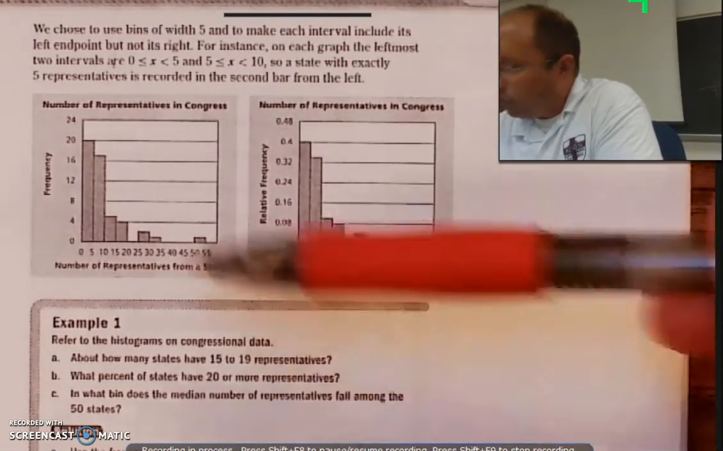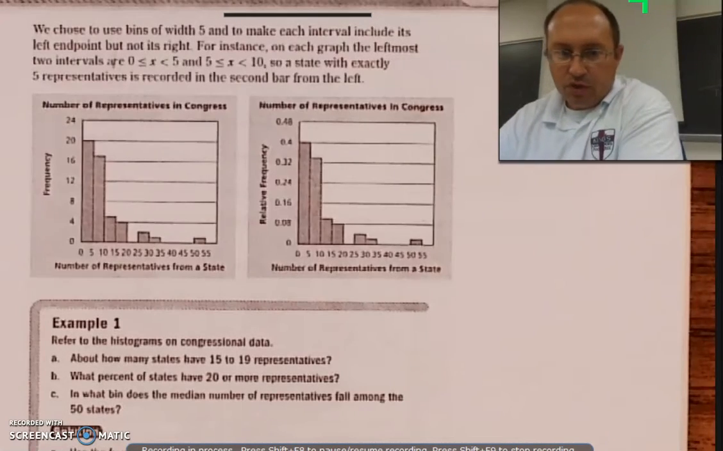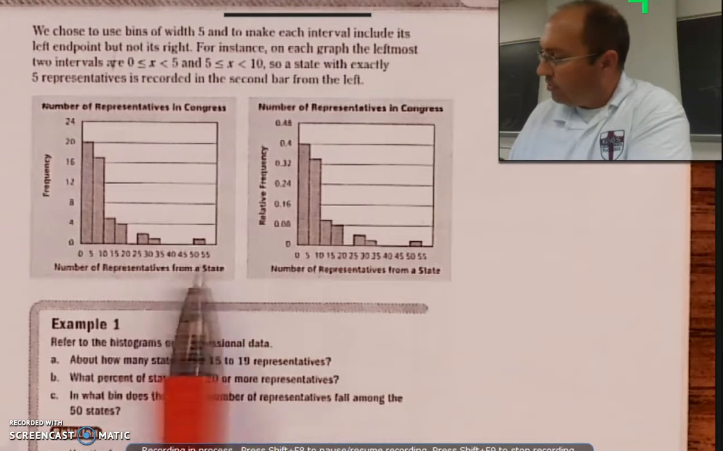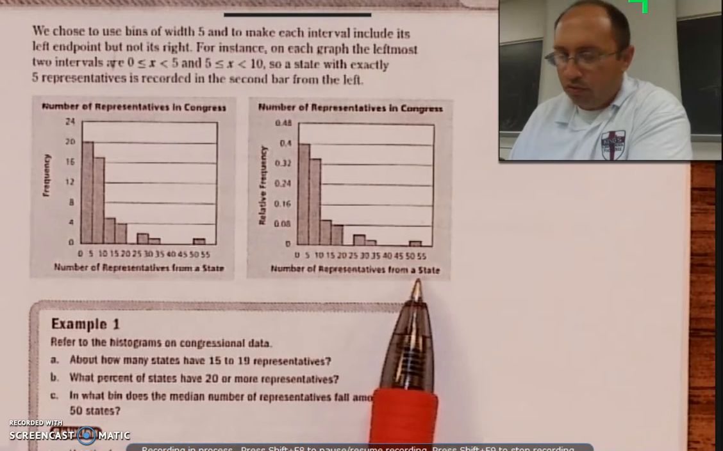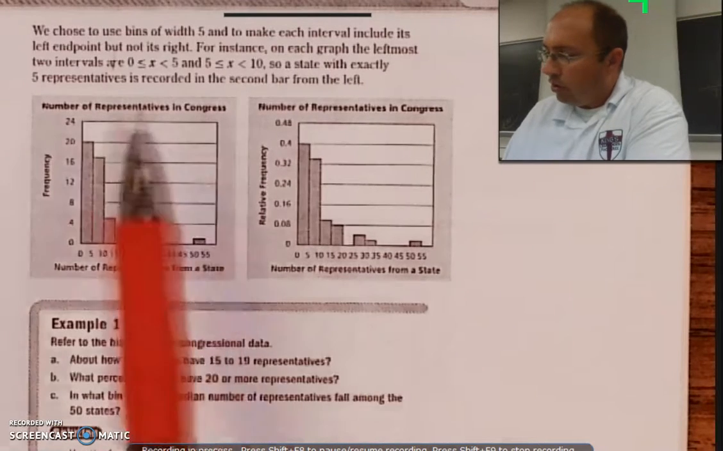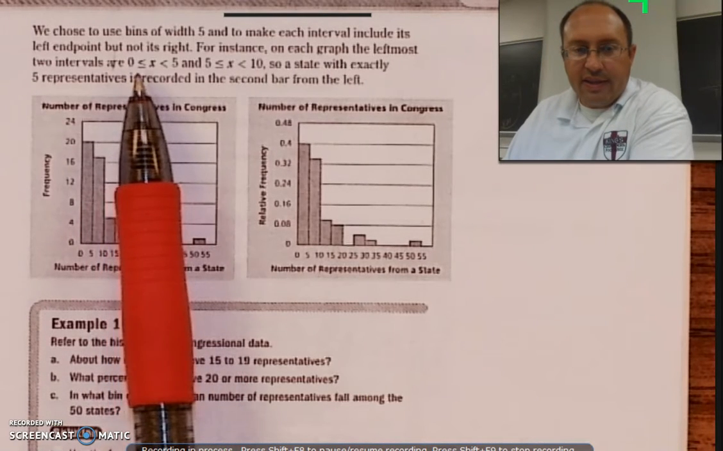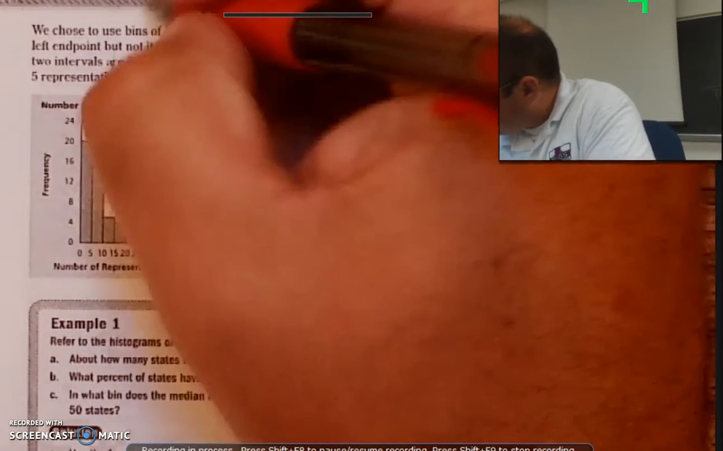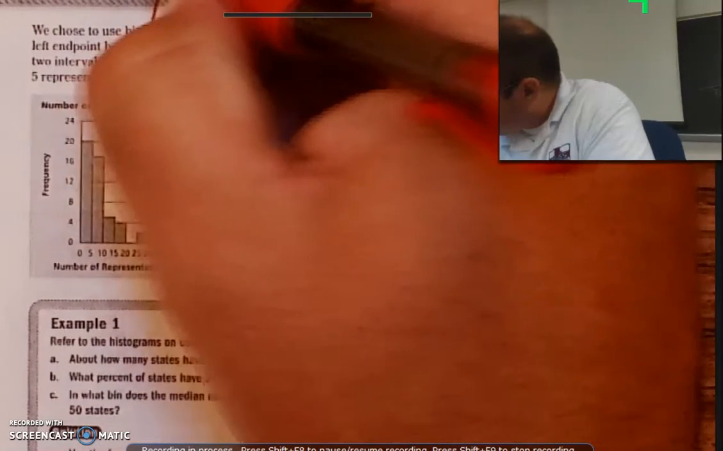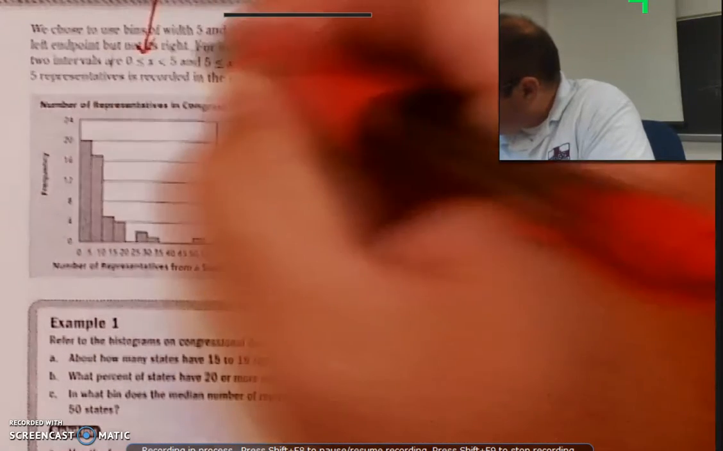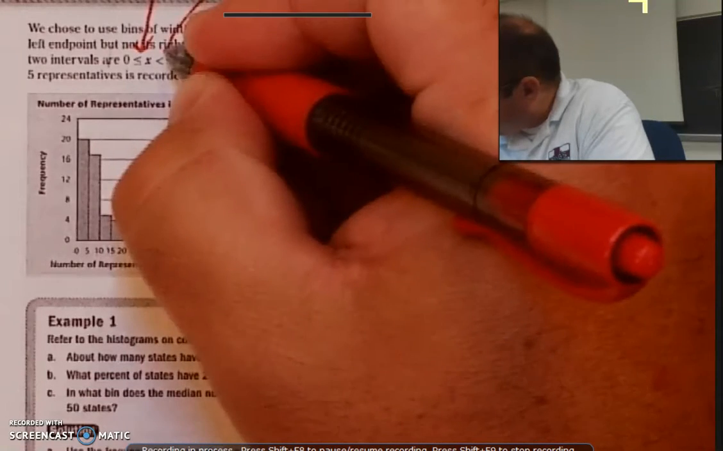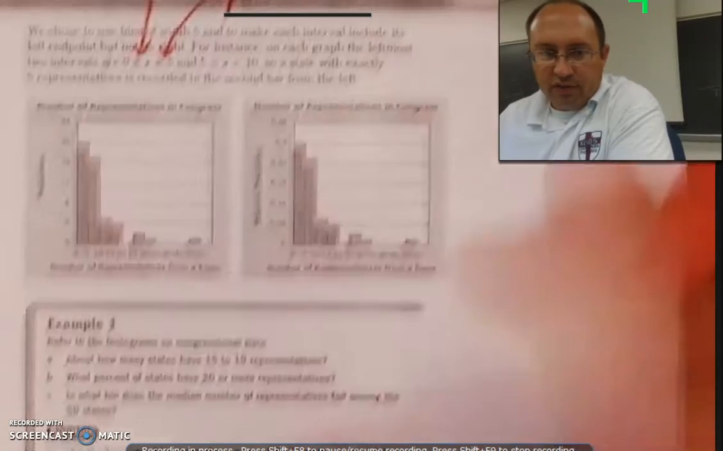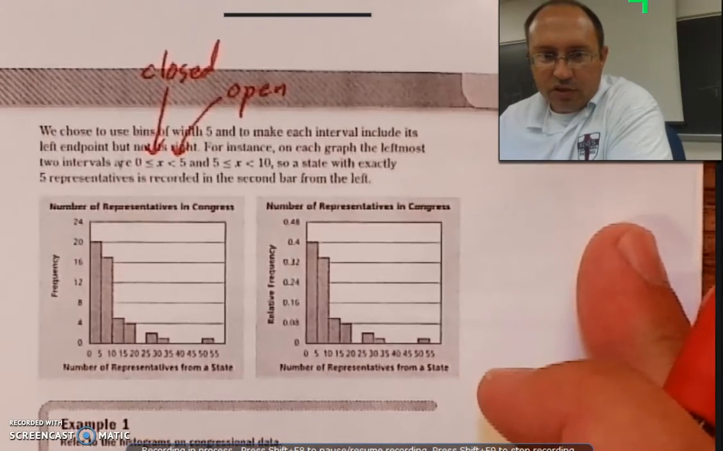So here we have two different histograms. You can see that for the number of representatives from a state, the categories along the bottom are all the same. You will also notice that the left side of this interval is closed, and the right side is open. So for instance, well, you can't even see that, can you? Closed and open.